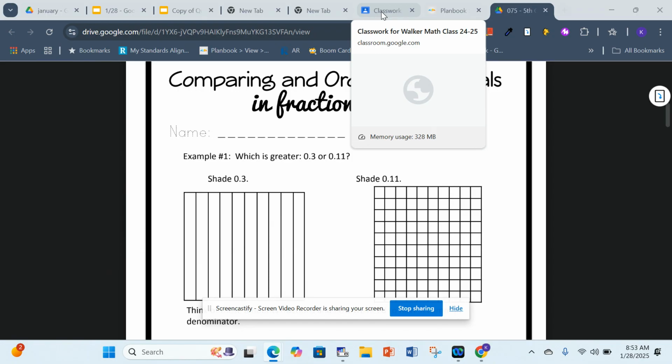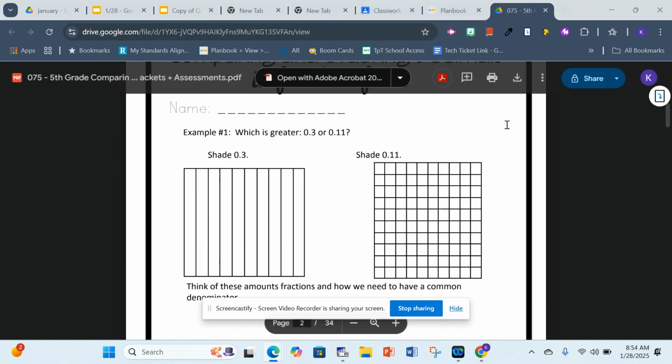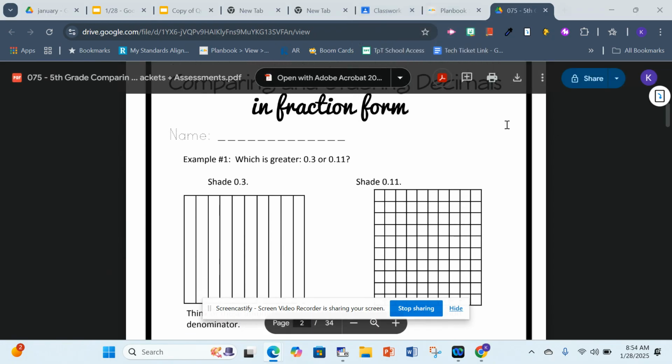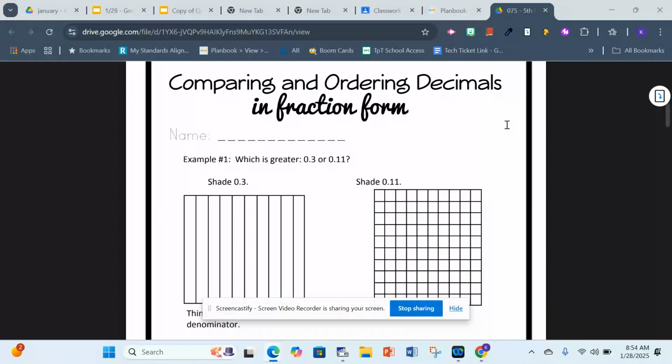Okay, today we are going to be comparing and ordering decimals. So we're just looking at our place values. First of all, to start off, what is a larger place value? A tenth or a hundredth? Which one has a larger place value? Marilyn? Okay. Tenth, yeah, right. Okay. So let's show that.